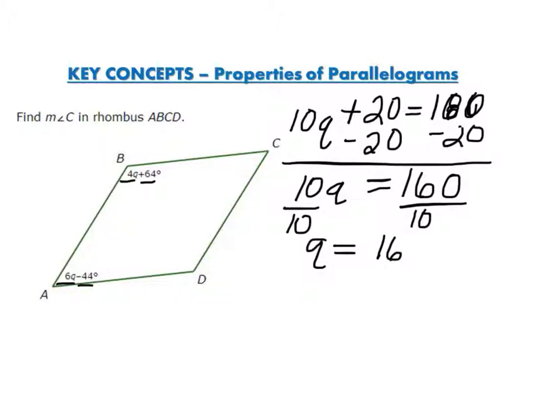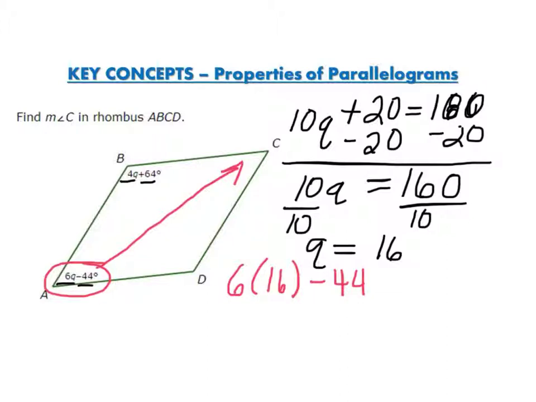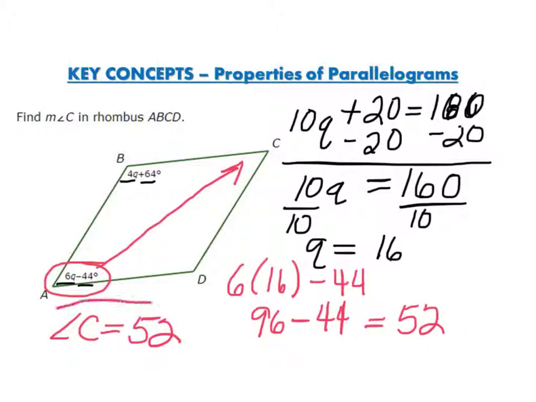Now I know what Q equals, so I just need to find the measurement of angle A, which will give me the measurement of angle C. So I'm going to take 6 times Q, which is 16, and subtract 44. Well, 6 times 16 equals 96, and minus 44 equals 52. So the measurement of angle C equals 52.